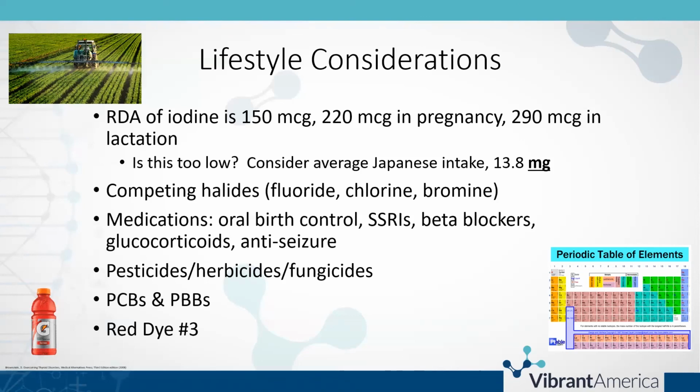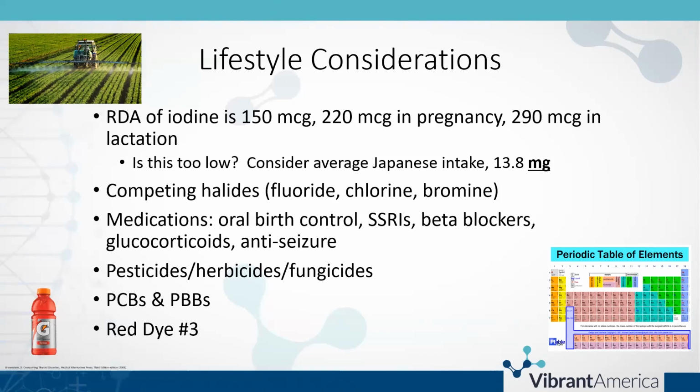We should also be looking at halide competition. So if you look down here at the old periodic table, those halides have a similar chemical structure, and they can competitively inhibit iodine transport, which will inhibit the iodine organification and ultimately prevent conversion of T4 to T3.